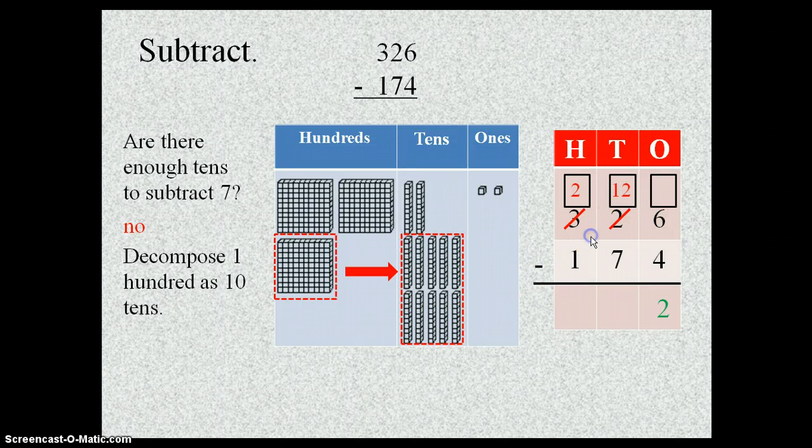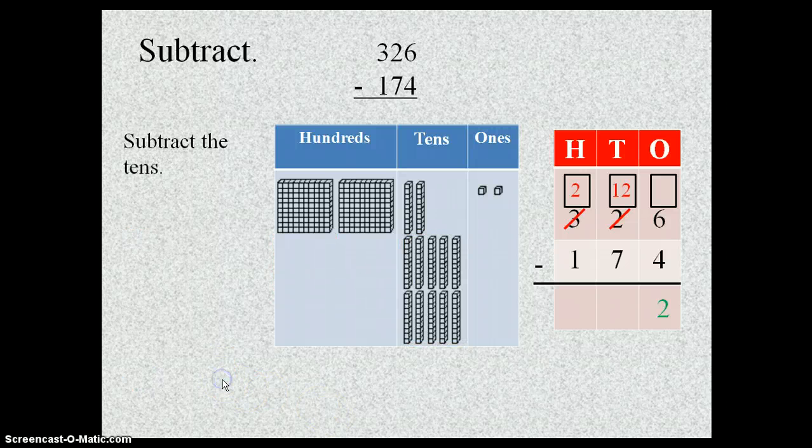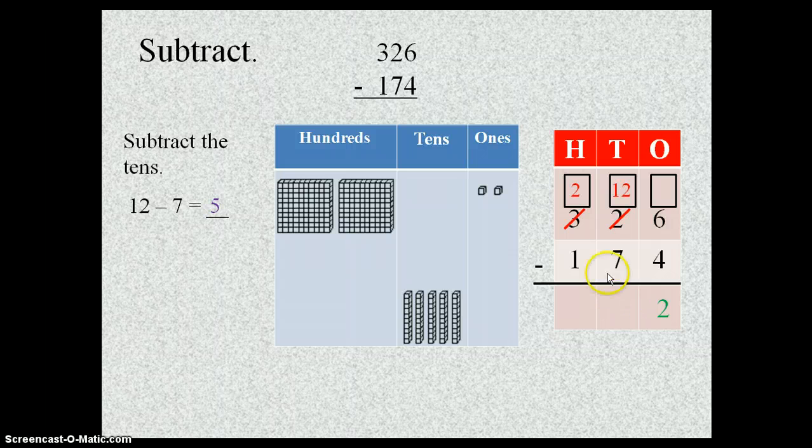So then we'll have 12 tens. And 12 tens is equal to 120. So now that we've decomposed, we can subtract. We're going to subtract 12 minus 7. 1, 2, 3, 4, 5, 6, 7. We have 5 left. So 12 minus 7 is 5. So we're going to put a 5 in the tens place.